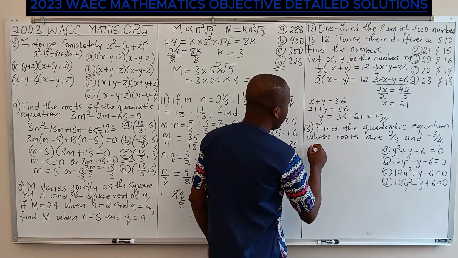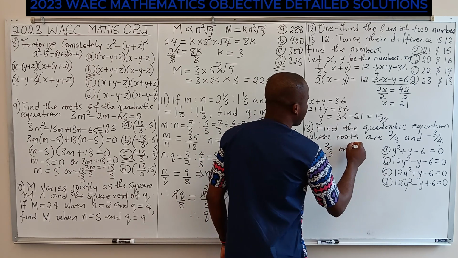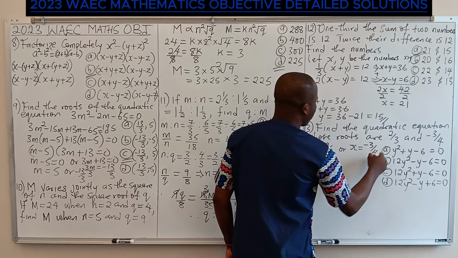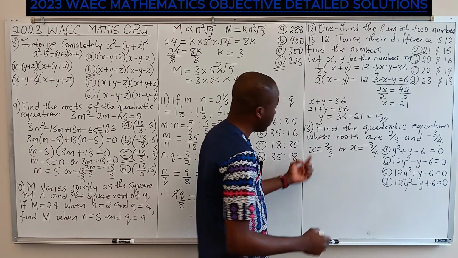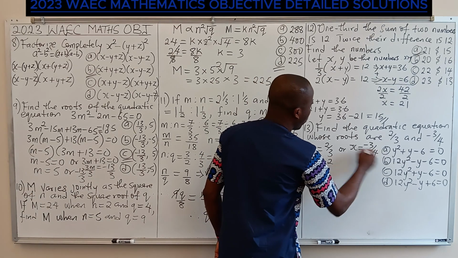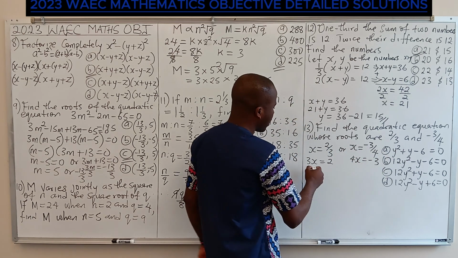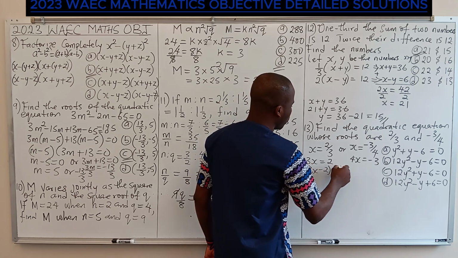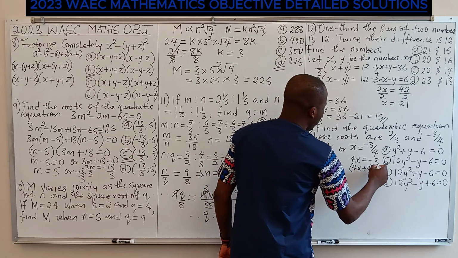Since the roots are x equals 2/3 and x equals minus 3/4, what we'll do here is multiply through by 3 in this place. We'll have 3x equals 2. And here we'll have 4x equals minus 3. Take this to the left hand side. We'll have 3x minus 2 equals 0, and this is 4x plus 3 equals 0.